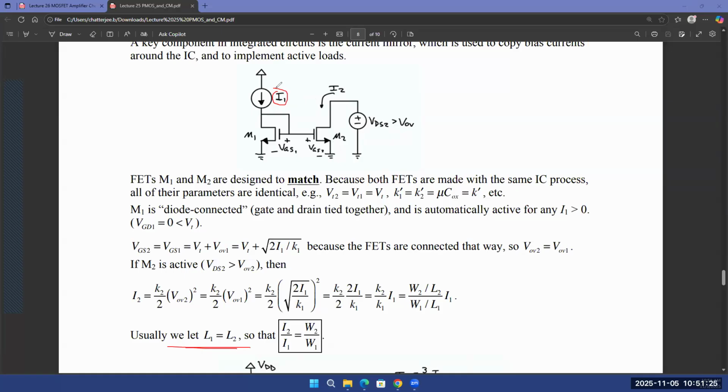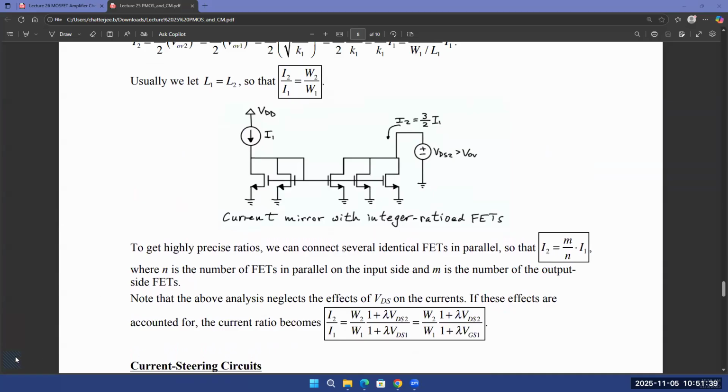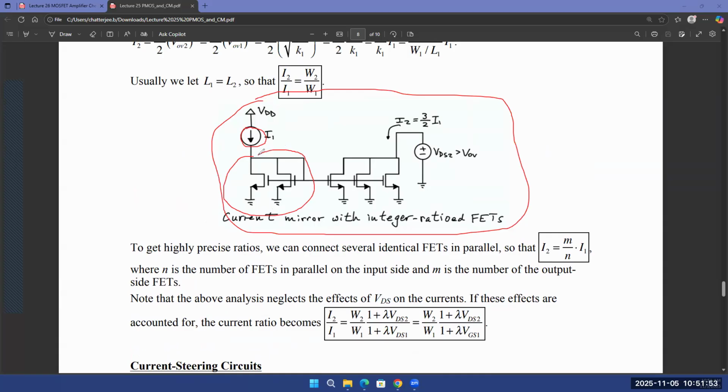So if you have one current source, you can generate multiple current sources from that. All right. Now, this is just an example of how you're going to implement a particular ratio. For example, on the left side, what you see is that this original current source I1 is going into this diode connected transistor over here.